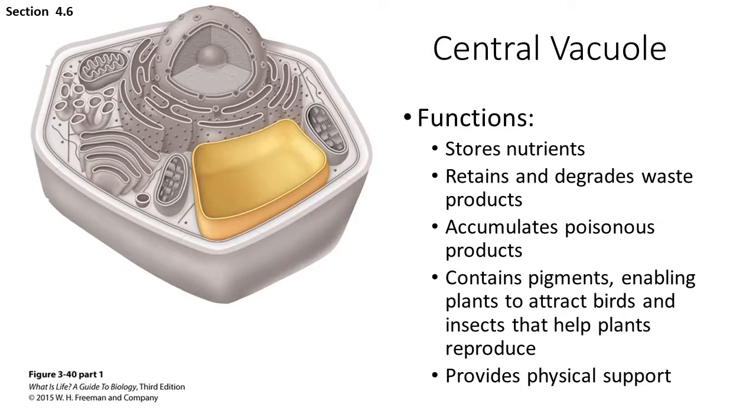The central vacuole, which is found in plant cells, stores nutrients, retains and degrades waste products, accumulates poisonous products, and contains pigments that enable plants to attract birds and insects that help these plants to reproduce. It can also provide physical support to the plant.